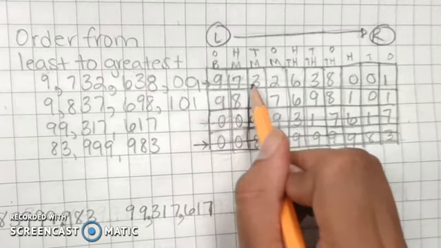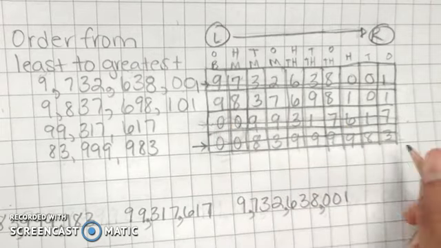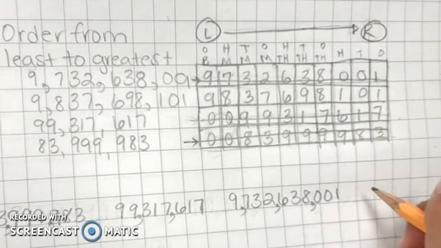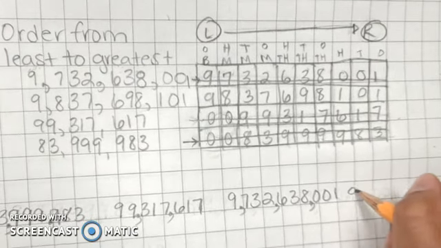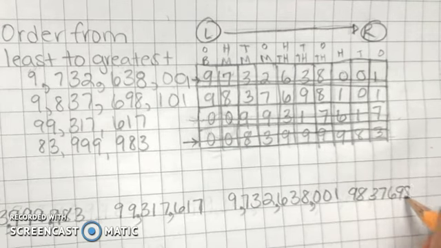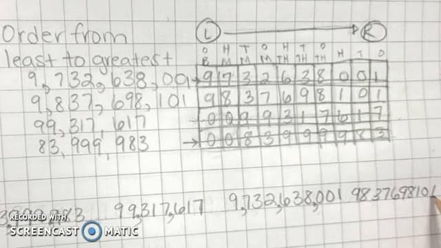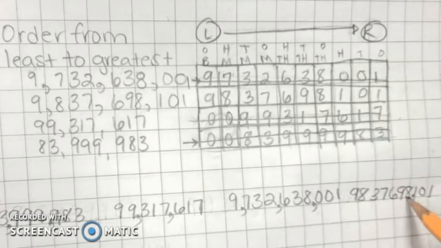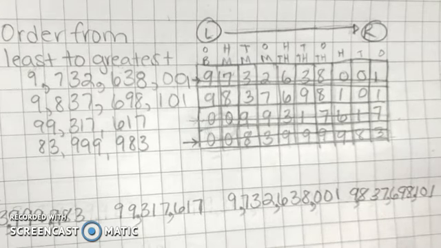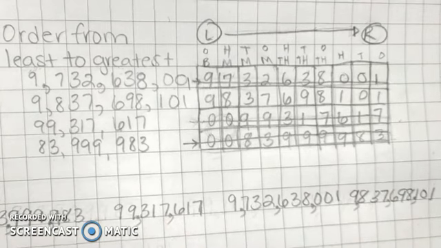Now that I've written it down, I can cross this whole number out. And all I have left is this number right here to write in the spot. I'm going to squeeze it in here on this edge. 9, 8, 3, 7, 6, 9, 8, 1, 0, 1. And again, from back to front, 1, 2, 3, comma, 1, 2, 3, comma, 1, 2, 3, comma. And that's how I've compared them. I've ordered them from least to greatest.